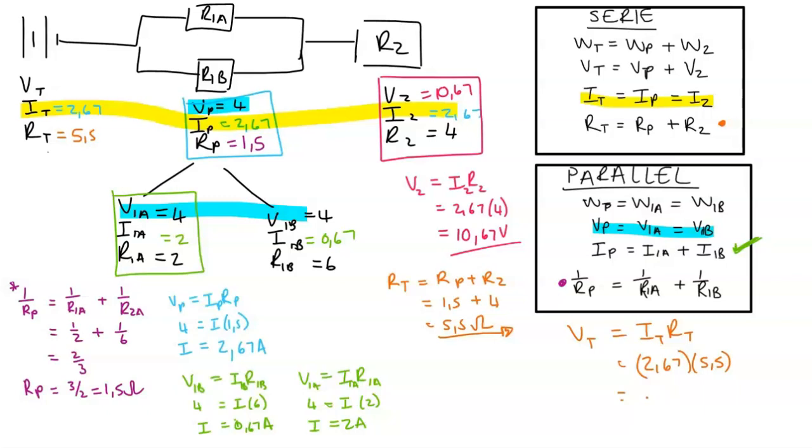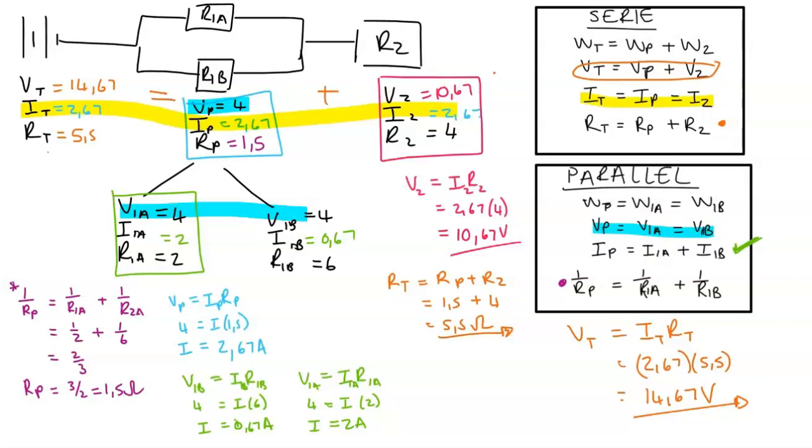Okay, so now I get my VT value as 14.67. Again, if I round to 2 decimals, this is 14.67. And now I can double check myself with this formula. So my total voltage needs to be the sum of the parallel voltage and the voltage over resistor 2, and it does add up. 14.67 equals 4 plus 10.67. Okay. And I know I'm right.